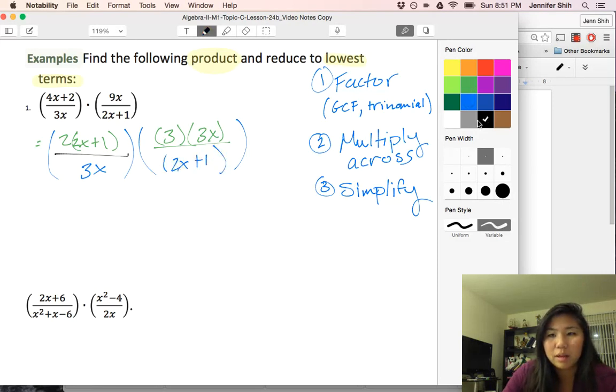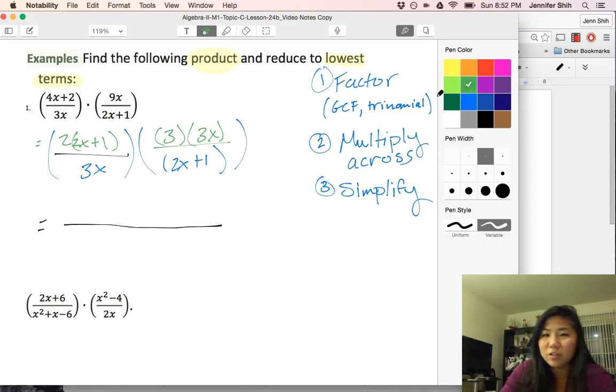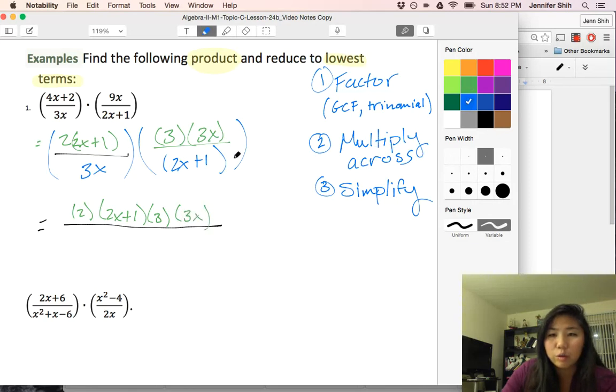Okay. Now, to simplify this, I'm going to multiply across. Now I'm going to draw a big bar, and I'm going to put all my factors together. I'm just going to copy down my factors. 2x plus 1, and then I'm going to reorganize. 3x over 3x and 2x plus 1.